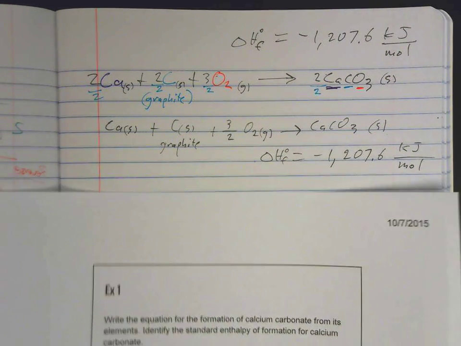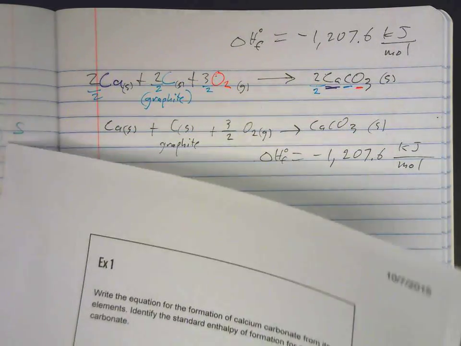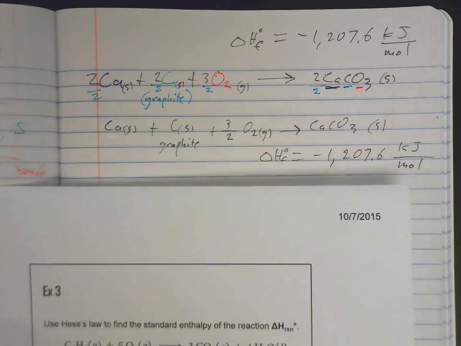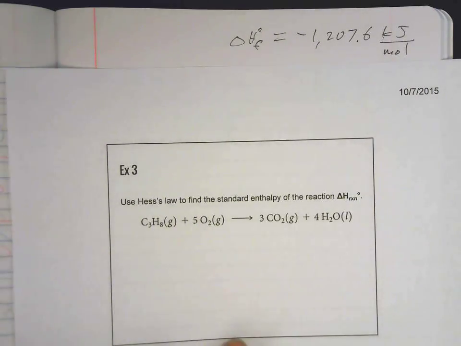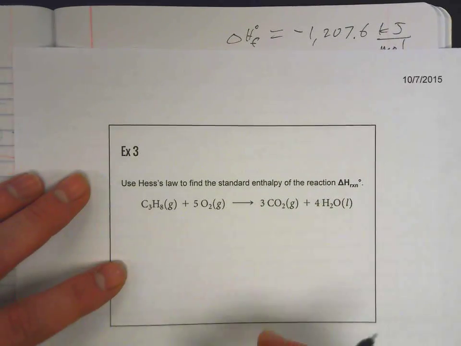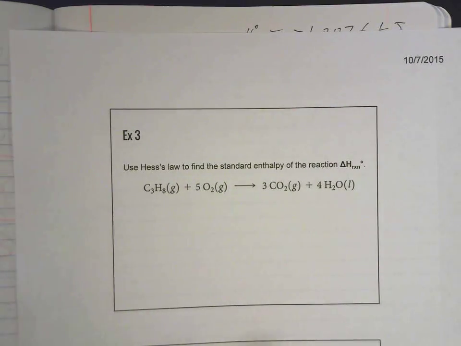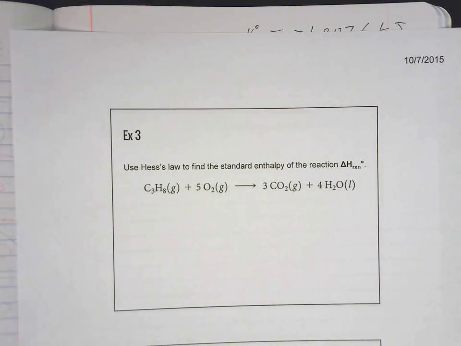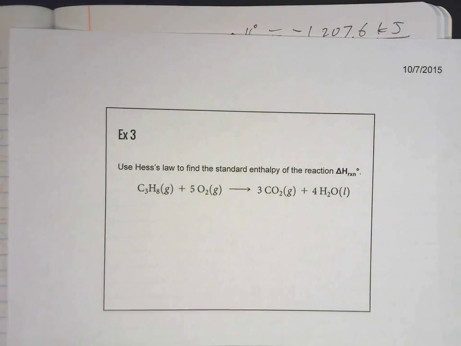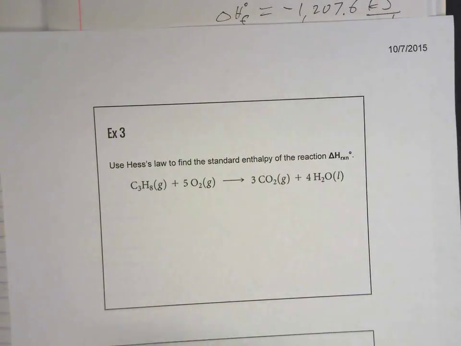Let's look at another example. Let's say that we have this equation, and now we're going to find the enthalpy for the reaction. If we wanted to do that, we could look at the enthalpies of formation for each of these. Let's take a look at how it works.